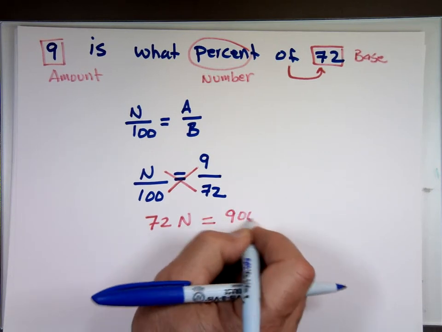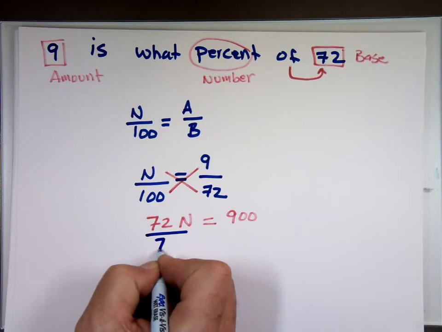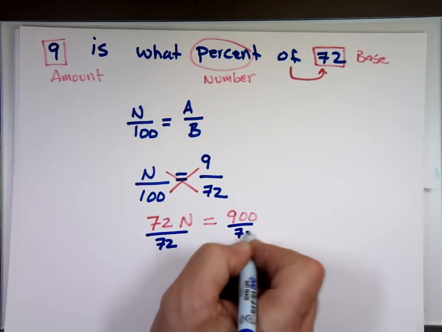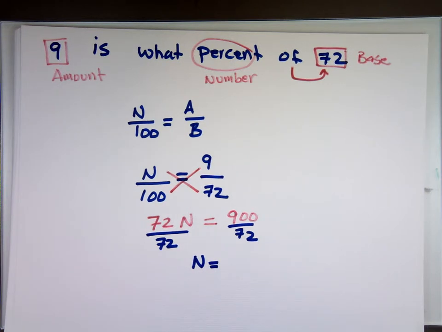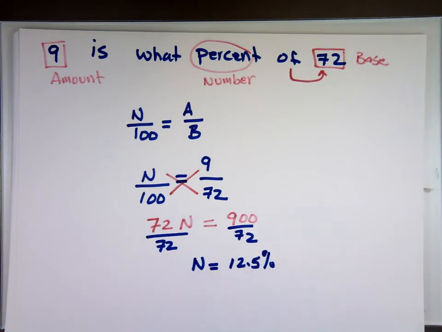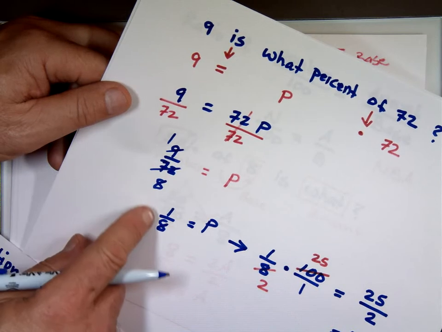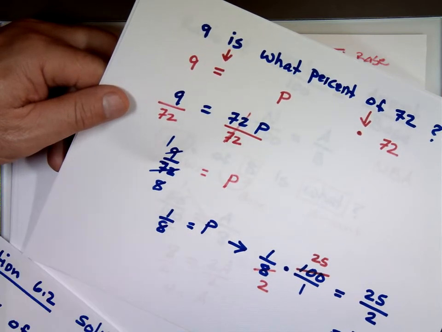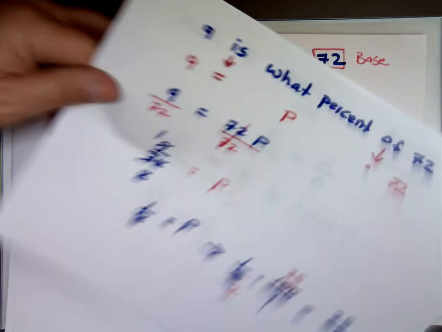900, right? And to solve for N, we're going to divide by 72. And that's 12.5%. When we did it earlier, I got my answer, then I said, wait a minute, that's actually a fraction. We need to convert that from a fraction to percent. I don't have to do that here. This method does all the conversion for me. It always takes me there.